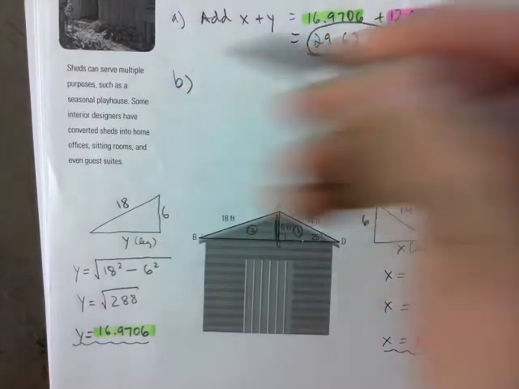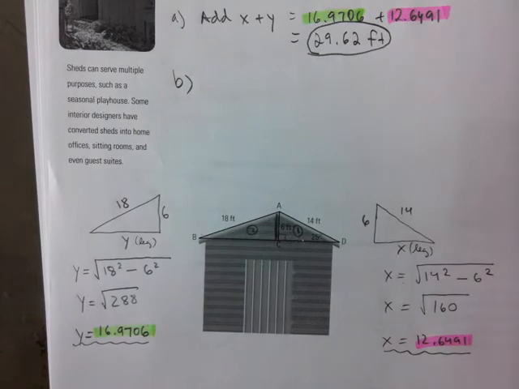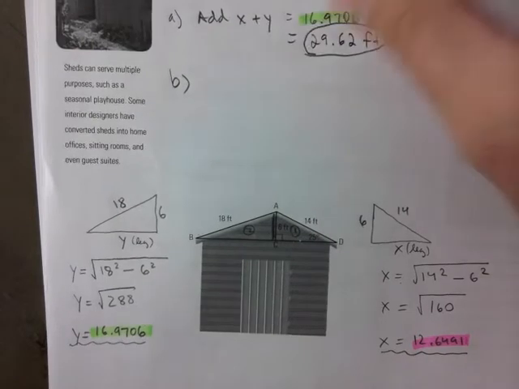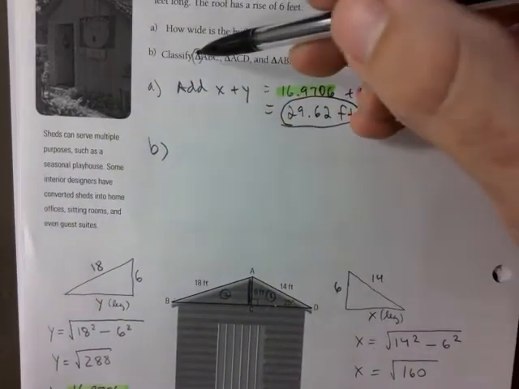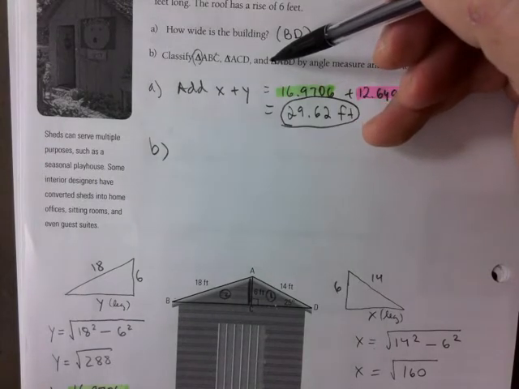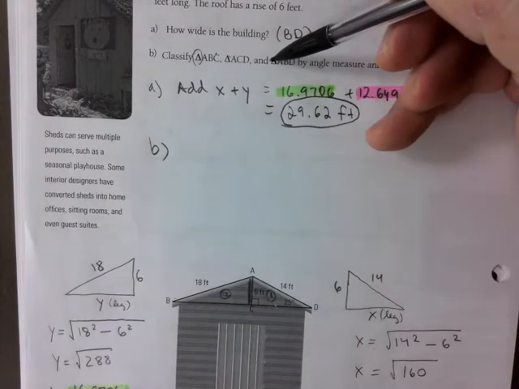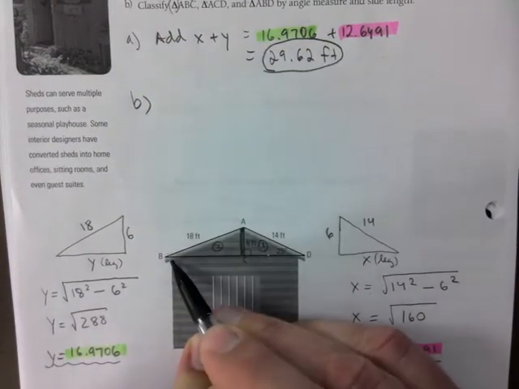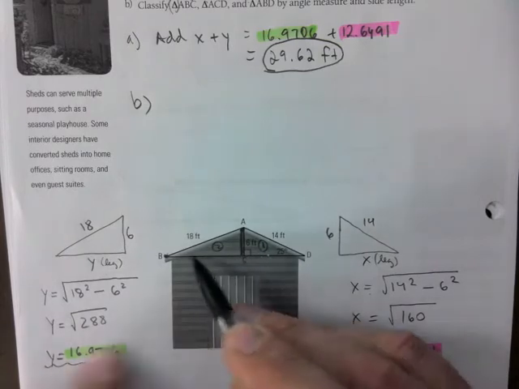B. This is the one you're most likely not going to like. Classify ABC triangle. You see that symbol? Sorry, let's make sure. It's triangle, not angle, right? So triangle ABC, which one would that be? Well, I'll just follow it. A, B, and C. So it's this one right here.